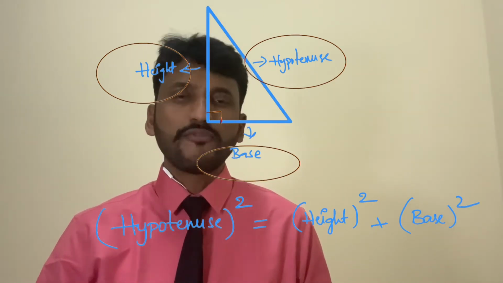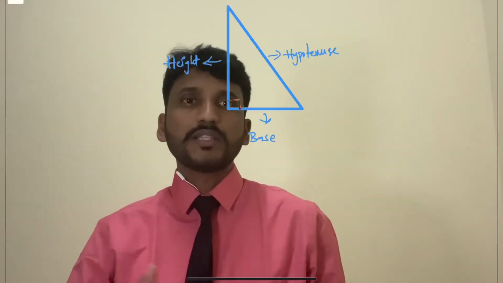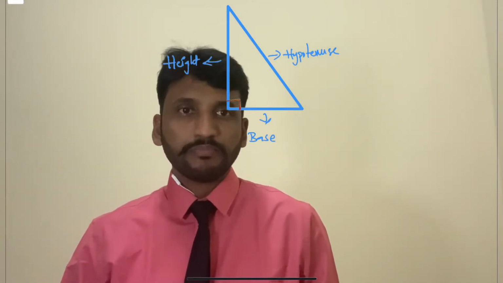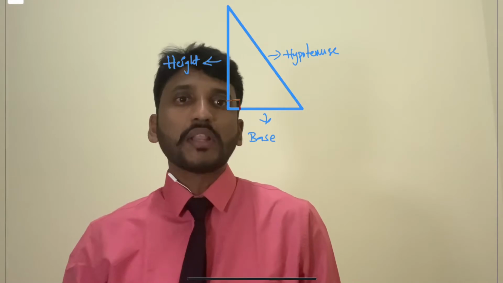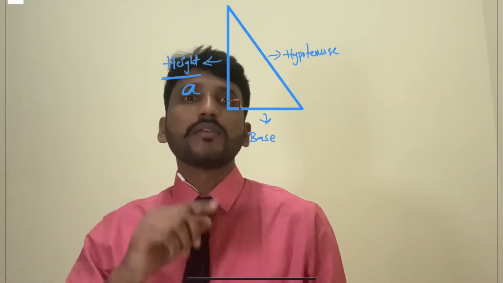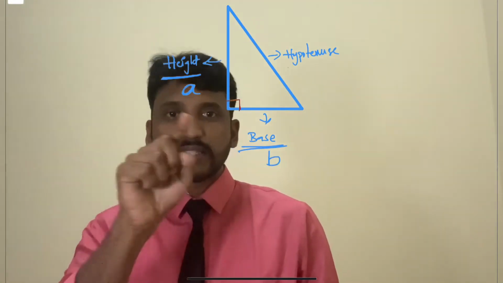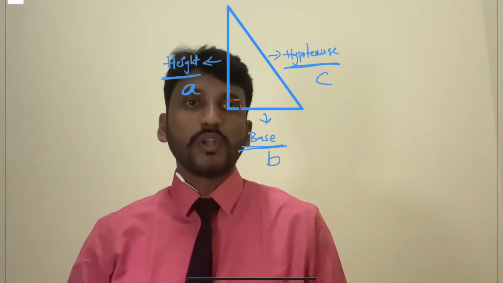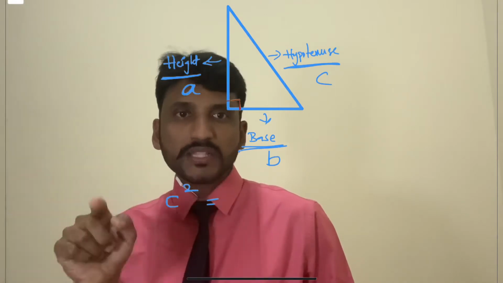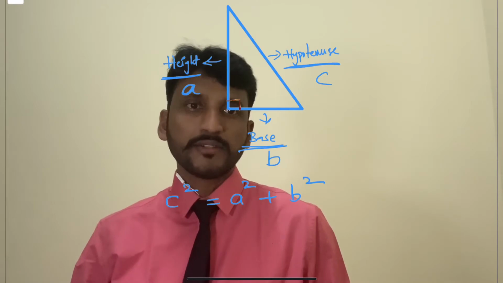I know it's a little confusing to understand. Let me simplify this a little bit. Now consider this triangle which is right angled, as you can see. Now let us call the height A, the base B, and the hypotenuse, which is the slant, C. So what is the rule now? Hypotenuse square, which is C square, equals A square plus B square. Easy to remember, isn't it?